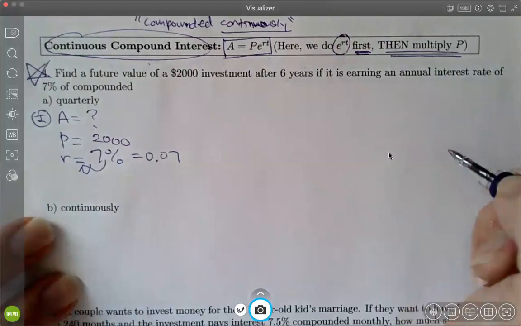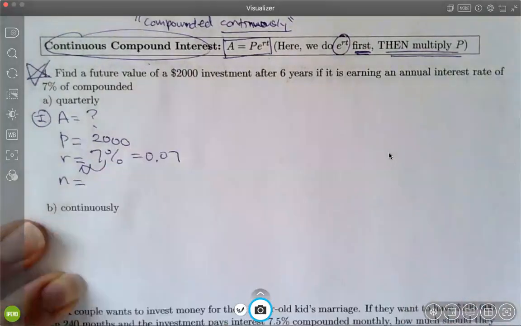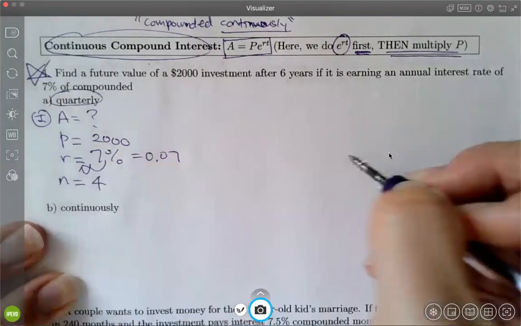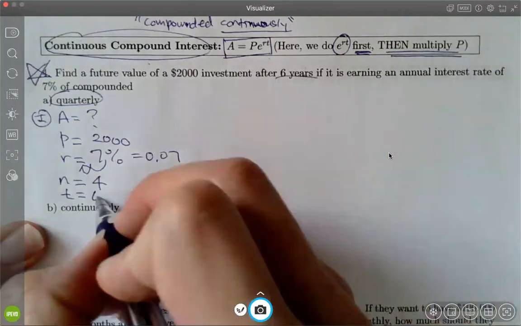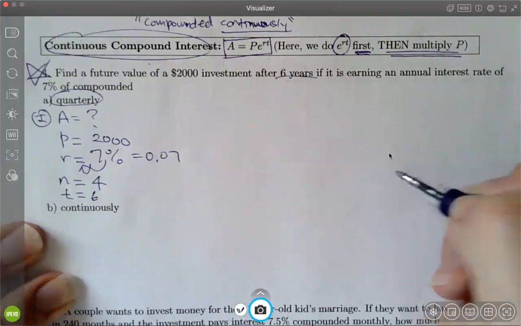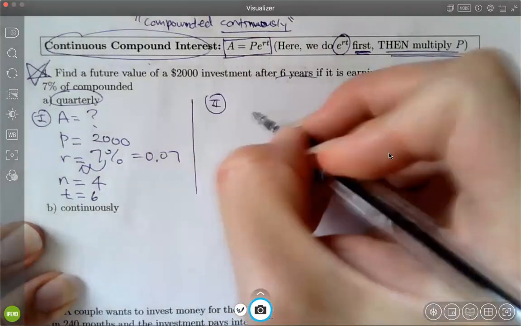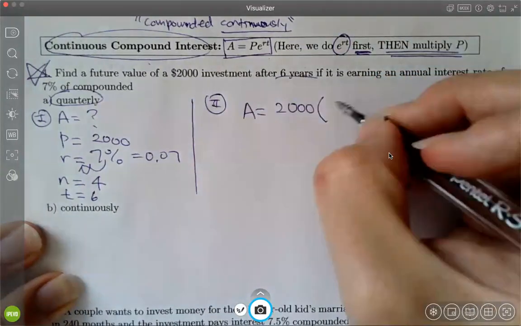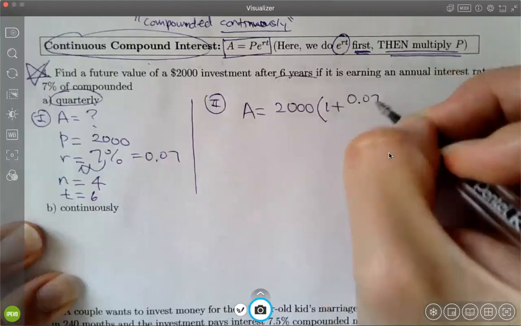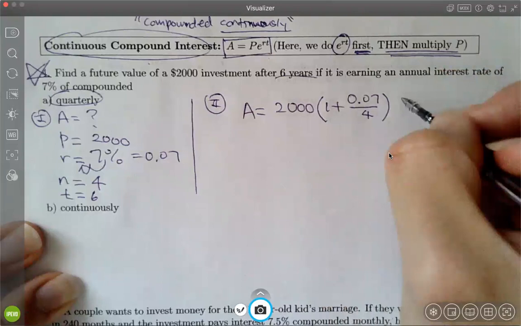And then, do we know the value of n? What's the value of n? 4. Do you see why? Compounded quarterly, so n is equal to 4. And now, do we know the time? Which is 6 years, so 6. Okay, so plug them into the formula. So what do you get? A is equal to 2,000, parentheses, 1 plus 0.07 over 4, to the power 4 times 6.